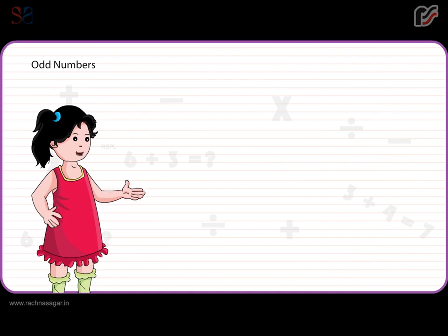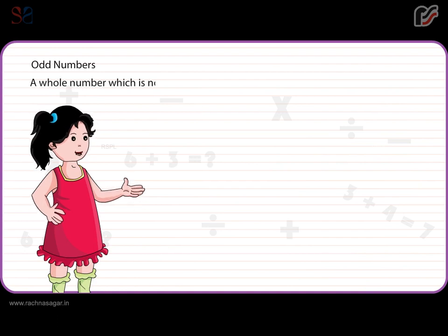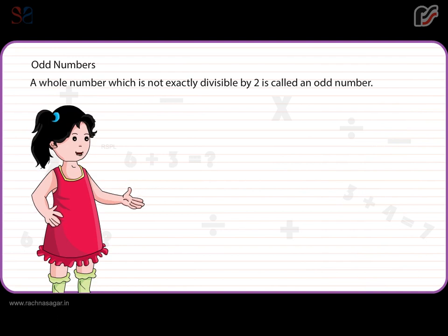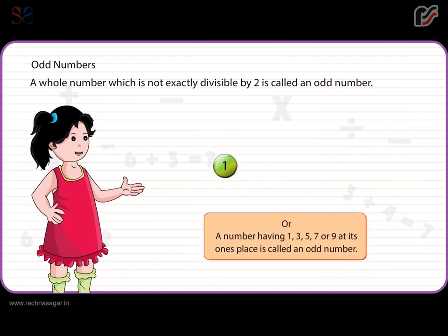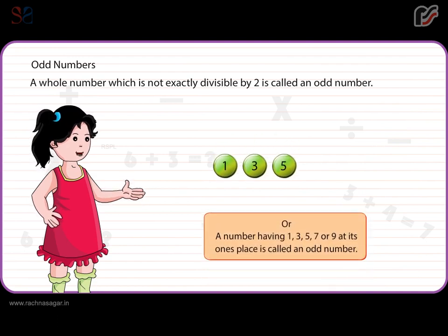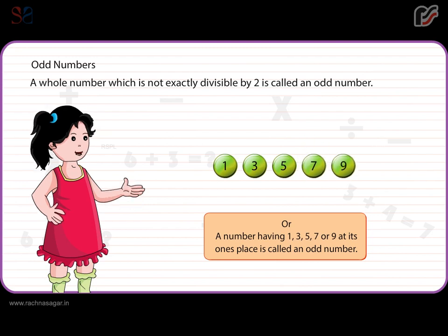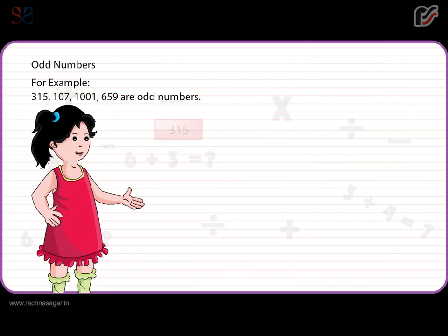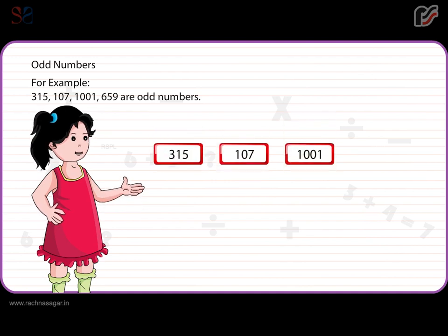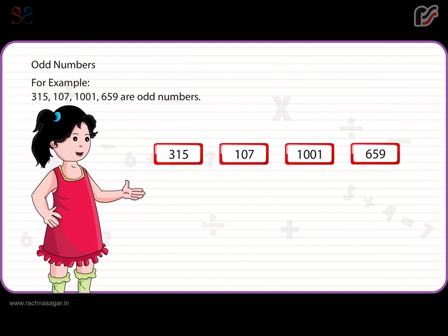Odd numbers. A whole number which is not exactly divisible by 2 is called an odd number. Or a number having 1, 3, 5, 7 or 9 at its ones place is called an odd number. For example, 315, 107, 1001, 659 are odd numbers.